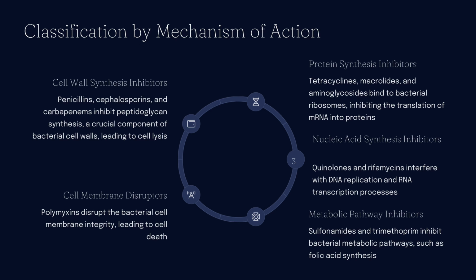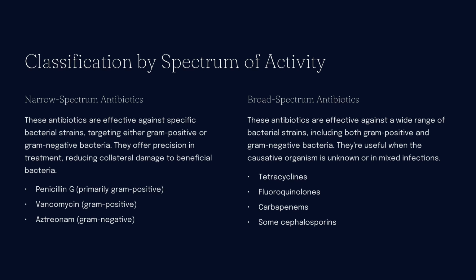Based on the spectrum of activity, antibiotics can be narrow spectrum antibiotics and broad spectrum antibiotics. For a general overview, narrow spectrum antibiotics are effective against a specific bacterial strain, for example, only gram positive or only gram negative bacteria. Broad spectrum antibiotics are effective against a wide range of bacterial strains, including both gram positive and gram negative.